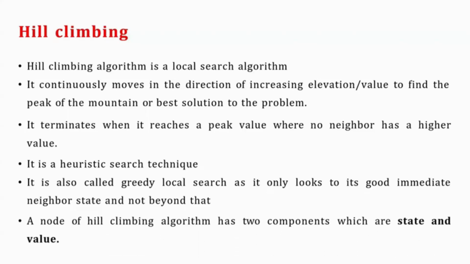A node of the hill climbing algorithm has two components, which are state and value. So each node or state in the hill climbing algorithm has two main components: state and value, right? The state is the actual configuration, or the solution at that point, and the value is the evaluated score, or the objective function value, that we consider.